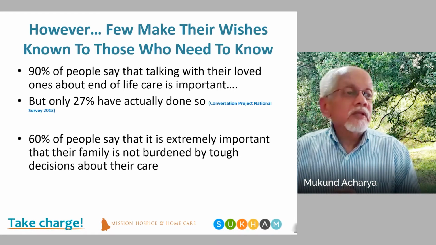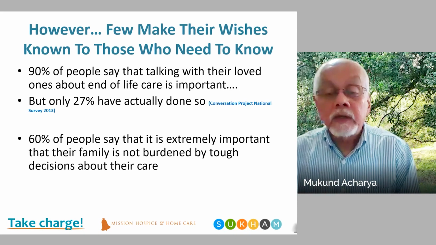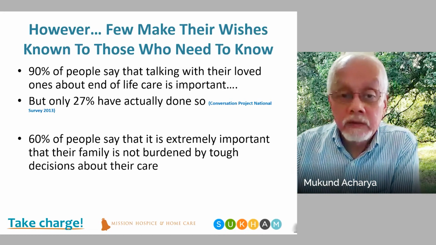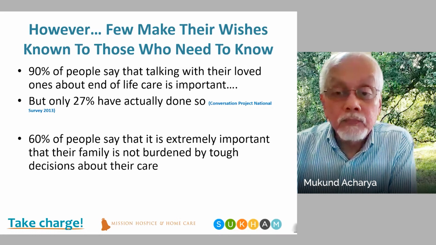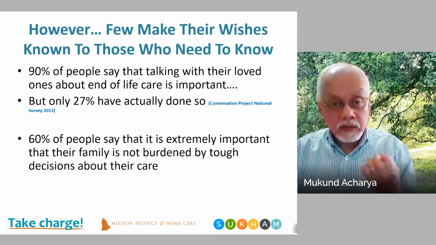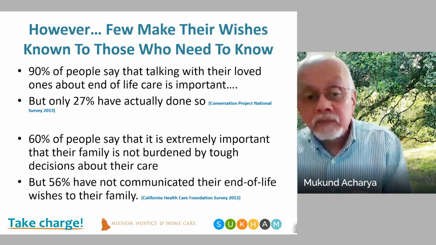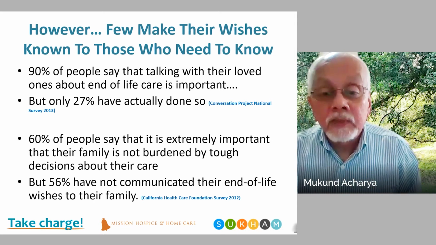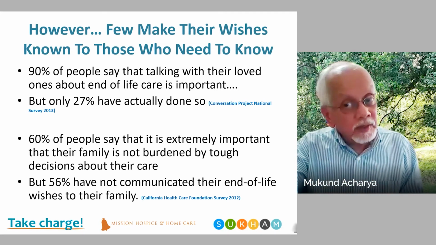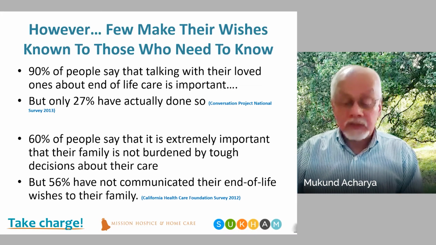60% of people say that it's extremely important that the family is not burdened by tough decisions about their care. I don't want my family member to make a decision that involves my life or death. I don't want to put them in that place of stress, having to grapple with this, right? They all don't want to burden their people, but almost the same number, more than half, have not told their family members what they want. So there's a contradiction here. We don't want to worry them about it, but we're not willing to tell them what we want them to do when the time comes.